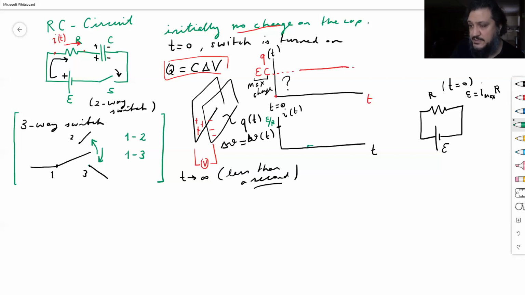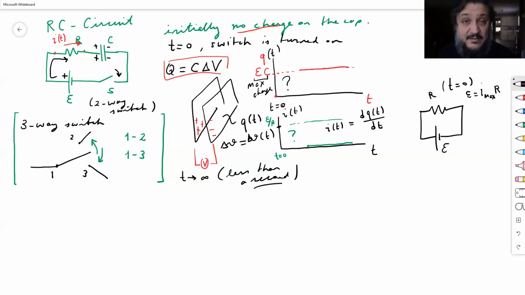When the capacitor is fully charged, there's no more charge flow, so the current is 0. It was this number in the beginning, E over R. So what happened in between those 2 points? This is t equals 0. Okay, Q and I are related by definition. Current is the first time derivative of the charge. So if we know how Q changes as a function of time, we can just take the derivative and find I. Okay, and that's what we're going to do exactly.